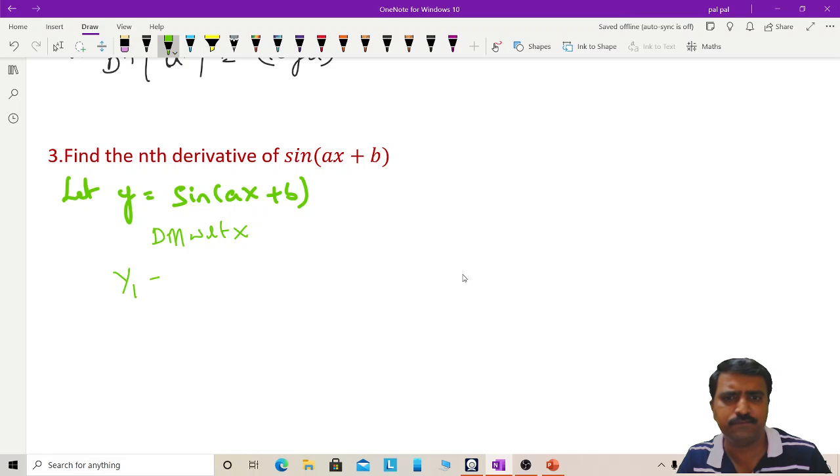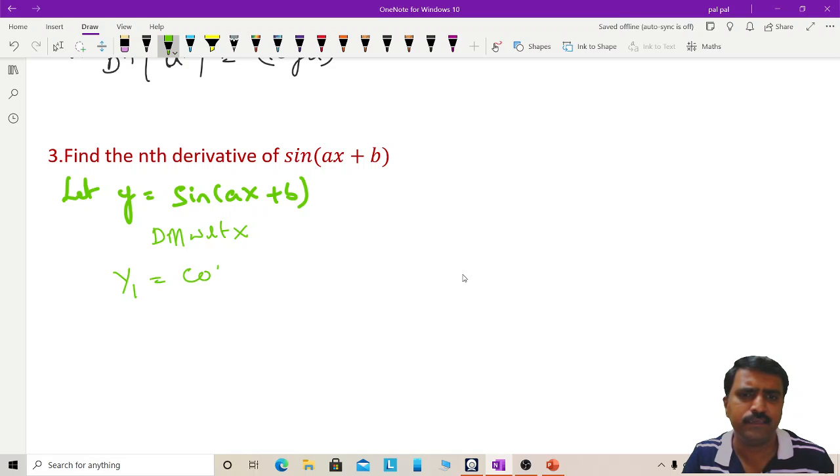Differentiation of y is y1. y1 is equal to the differentiation of sine, which is cos of ax plus b, into a. Differentiation of ax plus b is a. You write a as it is.